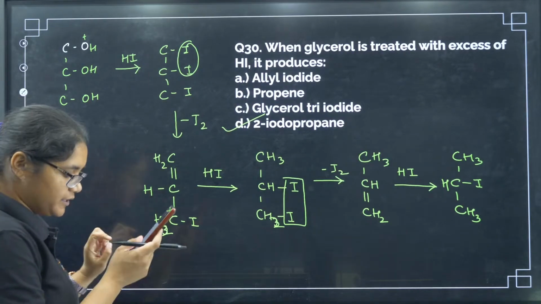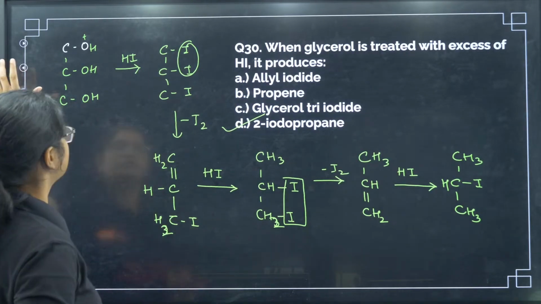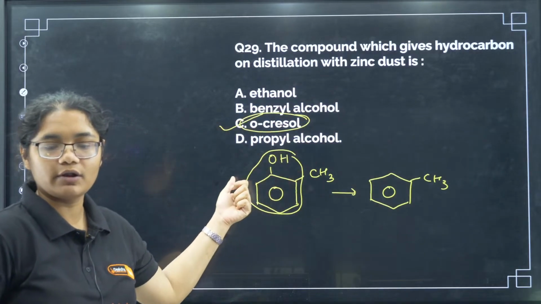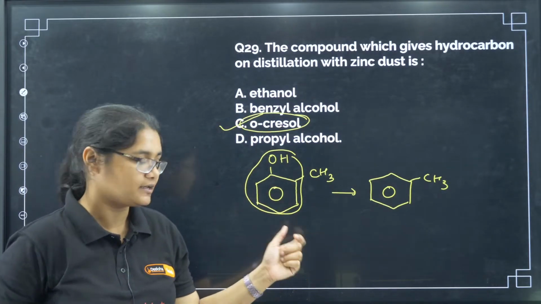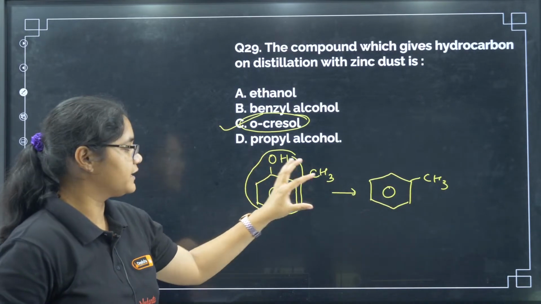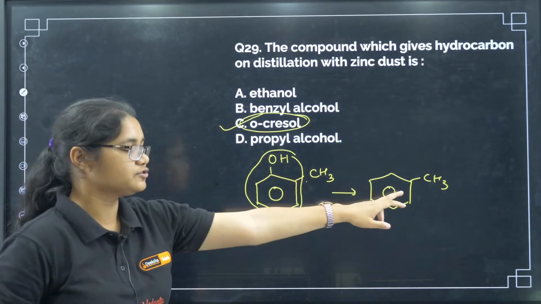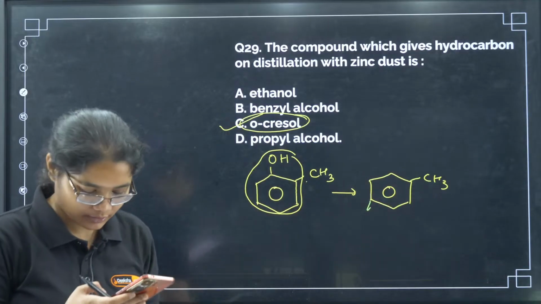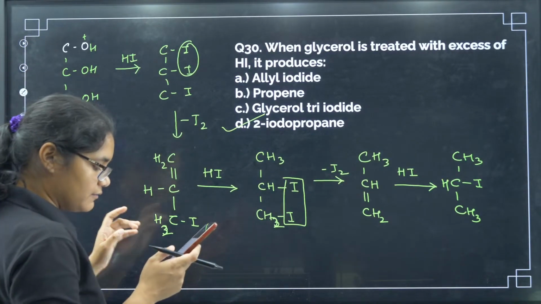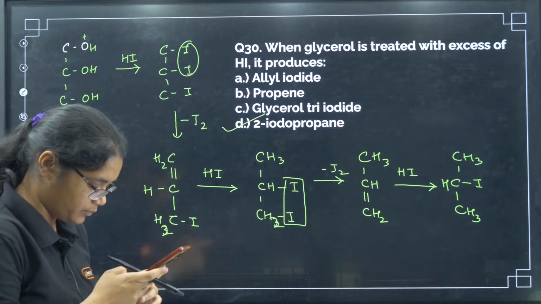Study Sonu asks, ma'am, explain question number 29 again. So what is there in question number 29? Dear, zinc dust, we know, right? Phenol reacts with zinc dust to give you benzene. So in ortho-cresol we have this phenol group. When zinc is there, it will get reduced to benzene and this CH3 will be as it is. So that is your hydrocarbon, right? Question number 30 was important and was something you might not be knowing.